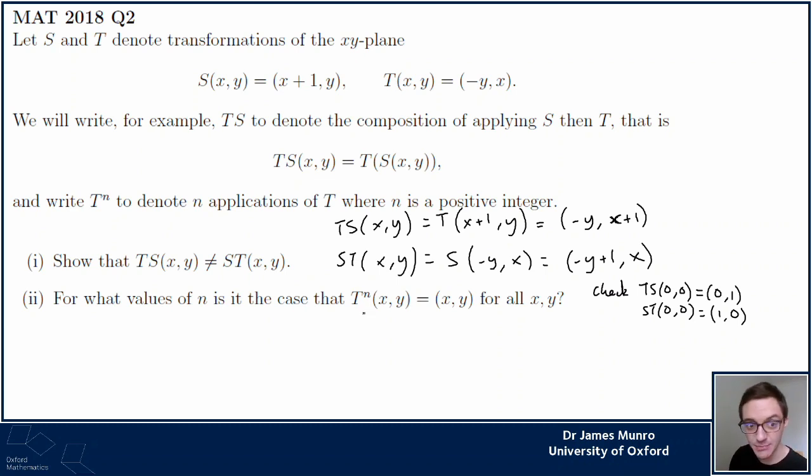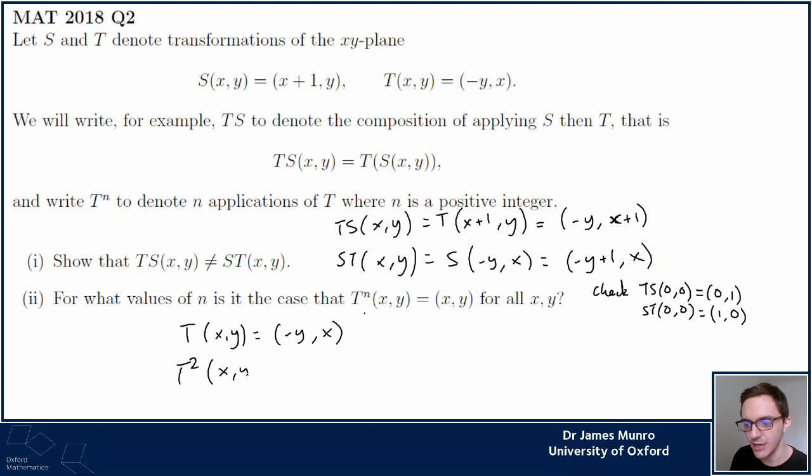Okay, that's part 1. Part 2 is interested in what happens if we do T, this transformation, lots of times. Sometimes you do T a bunch of times and you get back to where you started. When does that happen? For what values of n? This notation, as explained in the question, means you've done T n times. So my approach is just to work out what happens when you apply T multiple times.